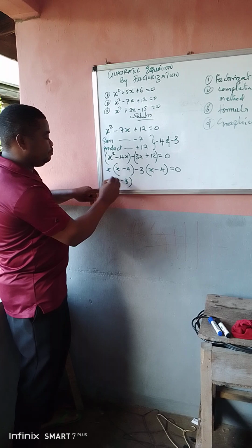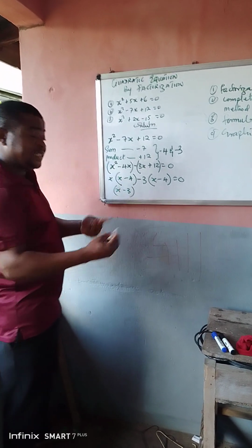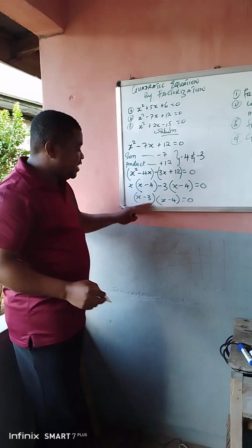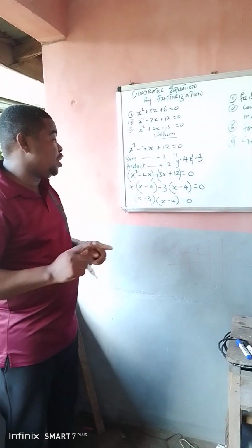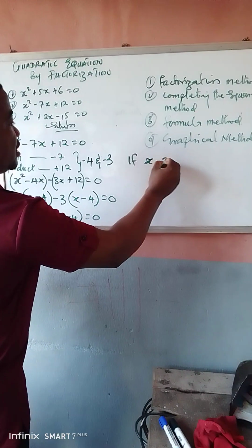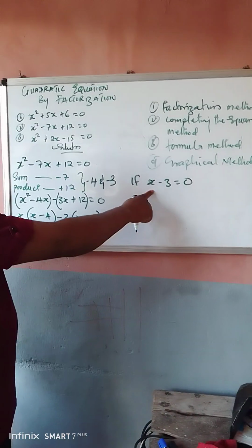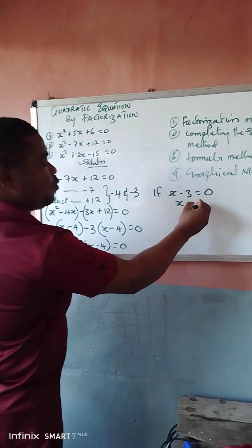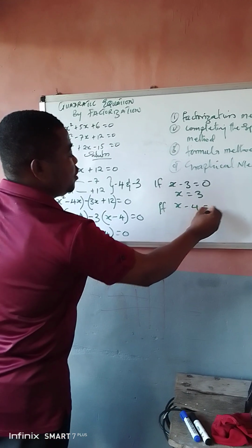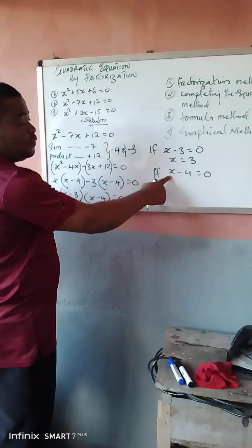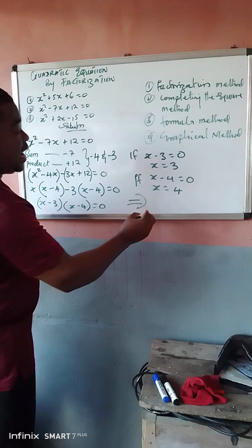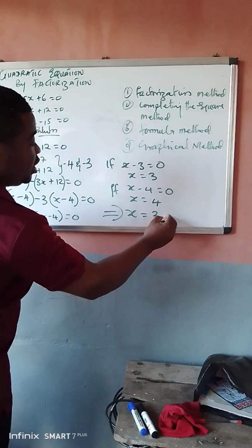Pick the ones that are outside, which is x minus 3. Then pick one of the brackets, since they are the same, which is x minus 4, all equal to 0. Here, it means that each of the brackets must be equal to 0. If x minus 3 is equal to 0, making x the subject of the formula, x will be equal to 3. And if x minus 4 is equal to 0, making x the subject of the formula, x will be equal to what? 4. This implies that x is equal to 3 or 4.